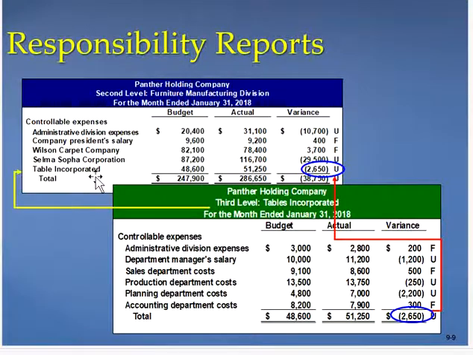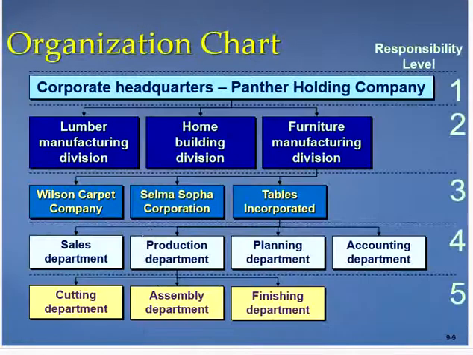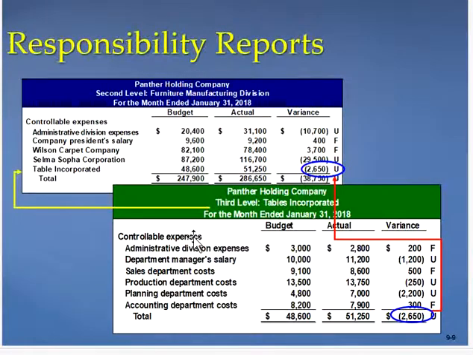What are the controllable costs in this company, in this business or this responsibility center, which is Table Incorporated? So these are the controllable costs in Table Incorporated, right? What are in Table Incorporated? This one, we have sales department, production department, planning and accounting department, right? So if we go back to our report here for Table Incorporated, see administrative division expense, department manager salary, sales department, production department cost, planning department cost, accounting department costs, right?